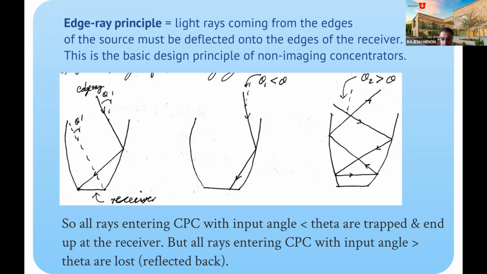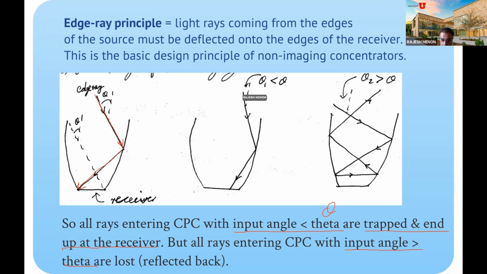In the case of the CPC, all the rays entering the CPC with an input angle less than theta, which we defined, are trapped and end up at the receiver, which is what we want. But all the rays entering the CPC with an angle greater than theta are lost, are reflected back. And that's demonstrated in this picture here. So here again, the edge ray has an angle theta, will end up at the edge of the receiver. So that's well and good.